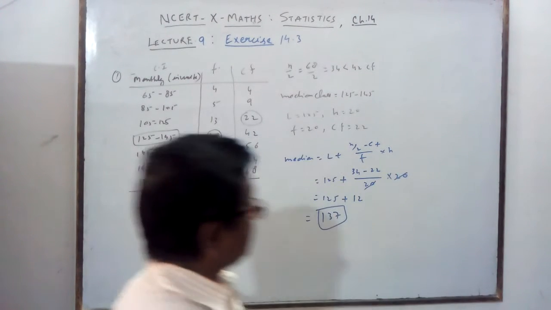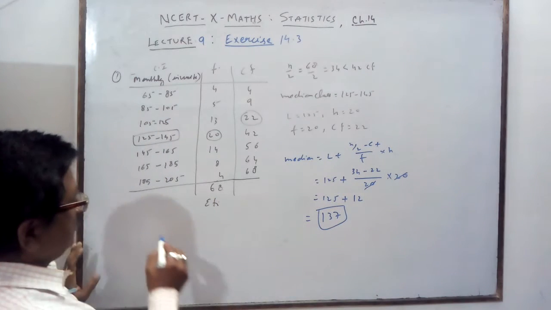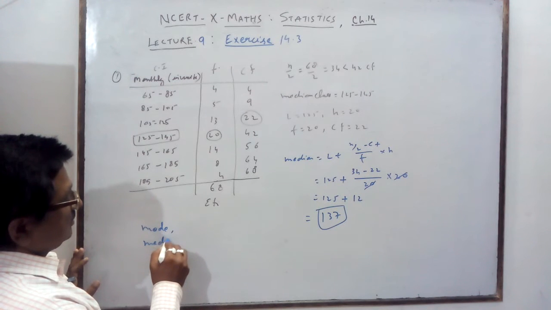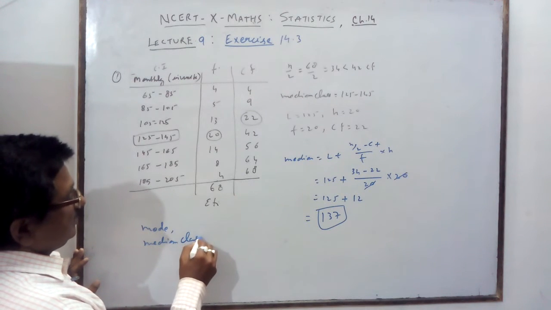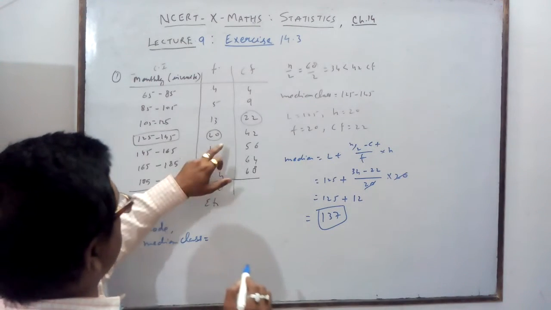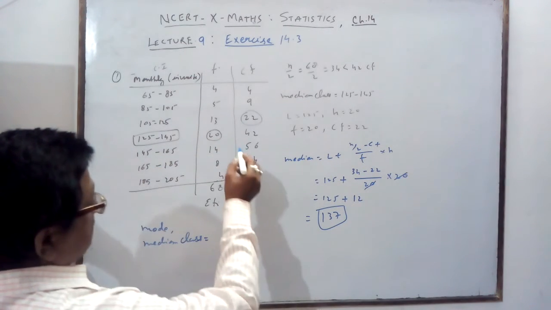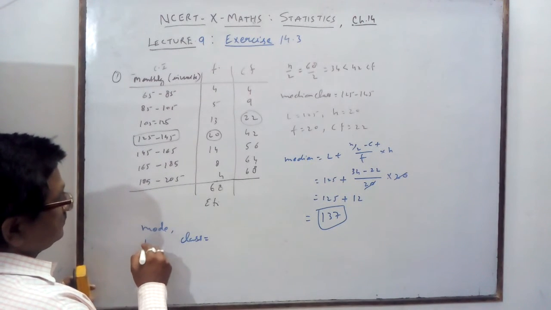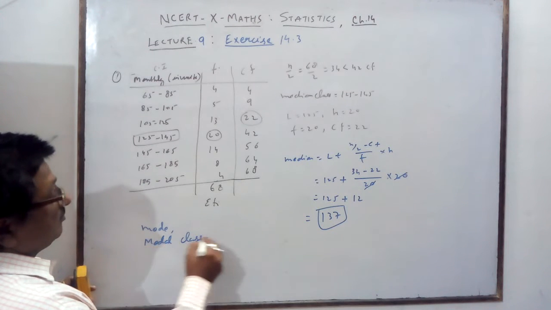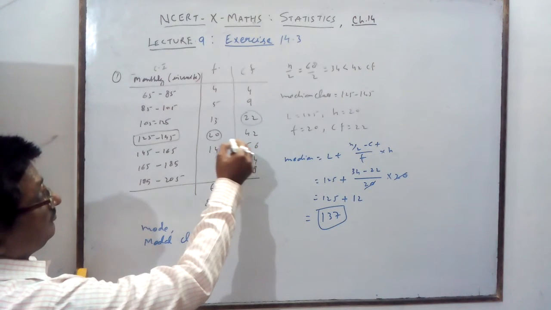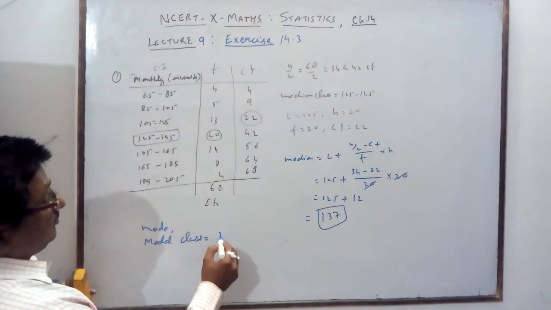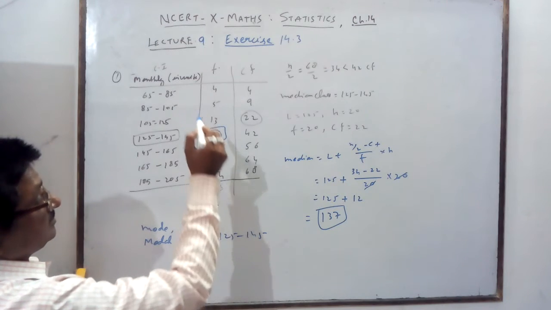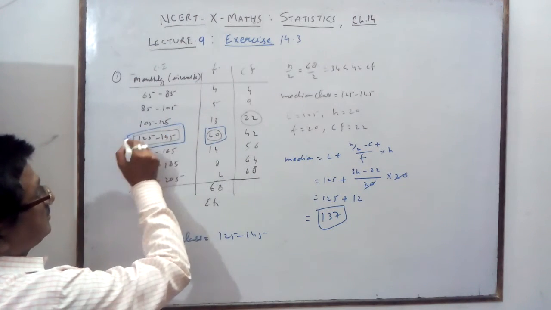Now calculate the mode, and the mean afterwards. For the mode you need the modal class, not the median class. The modal class is decided by the maximum frequency. The maximum frequency is 20, so the modal class is 145 to 165, because it has the maximum frequency.